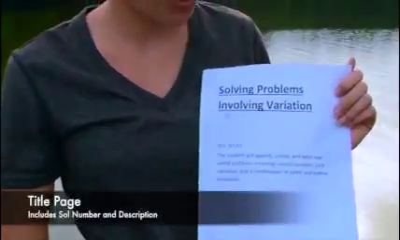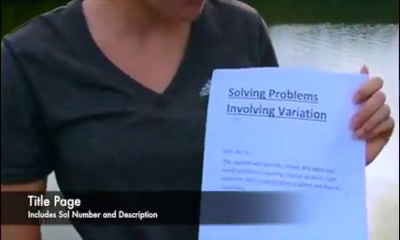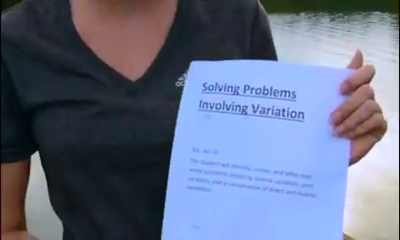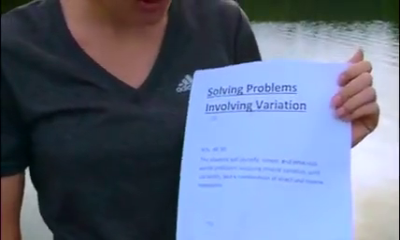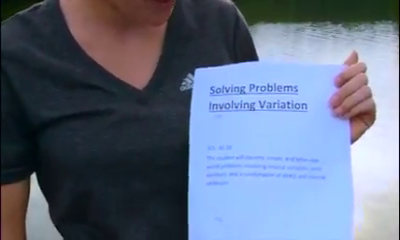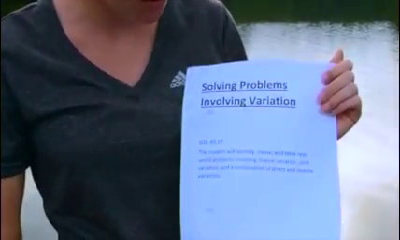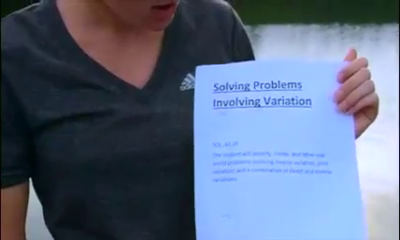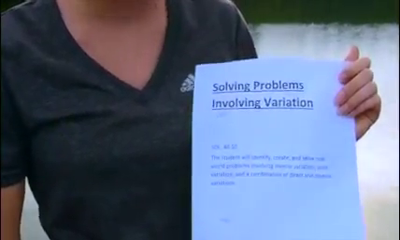For our video project, our topic is solving problems involving variation. The SOL number is A11.10, and the description is that the student will identify, create, and solve real-world problems involving inverse variations, joint variations, and a combination of direct and inverse variations.